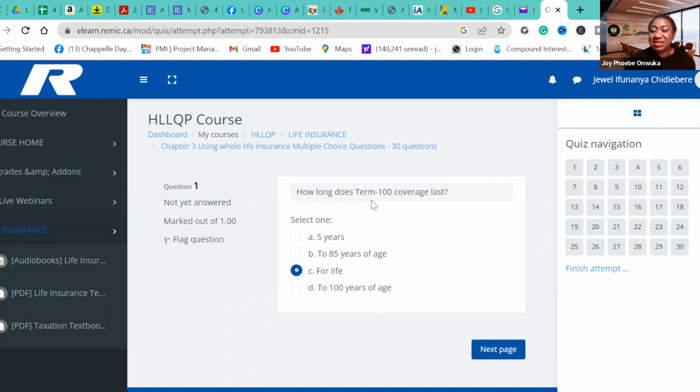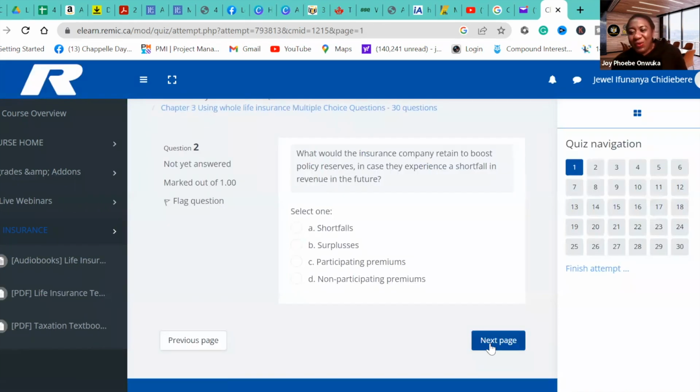Now, they are not asking us how long the payment lasts. They're asking us how long the term 100 coverage lasts. It lasts for life, I believe. But again, we are 29 questions from the moment of truth. So let's keep going. Question number 2.